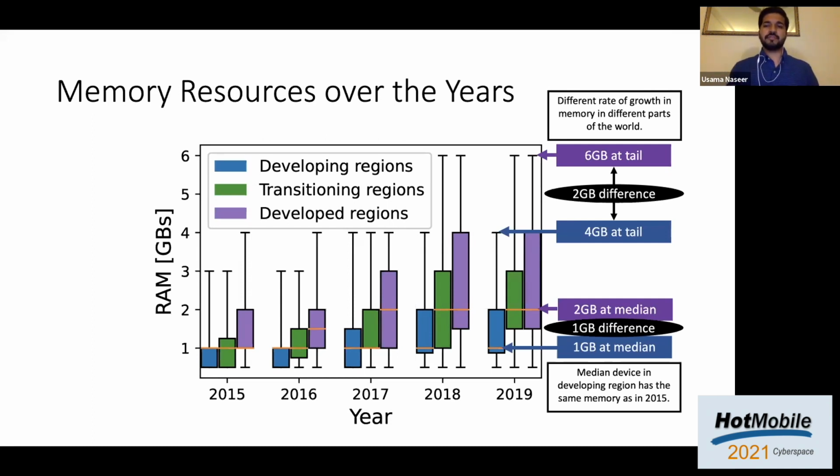There are socioeconomic reasons for why these devices have low RAM, because most of them are budget. The budget devices are kind of popular in developing regions. And we also see that there's a higher degree of replacement, where people tend to use their devices for a much longer time in developing regions. So the older ones are still in operation there.